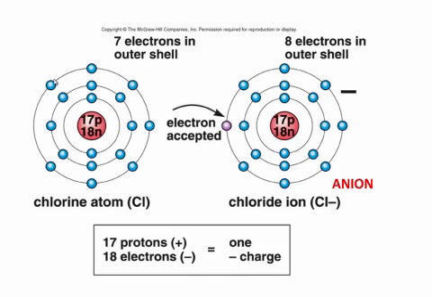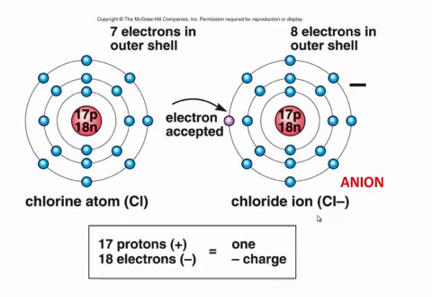That third shell would like to have 8. So chlorine would like to accept 1 additional electron. That would give it 8 in the third shell and would fill the third shell. So what chlorine does, it actually accepts an electron and becomes a chloride ion. This is also going to have a net charge.